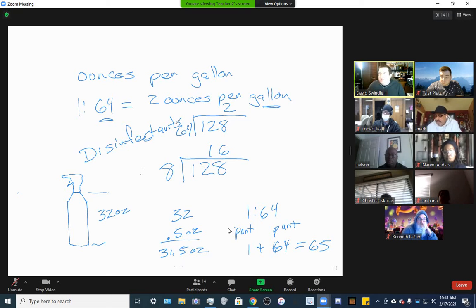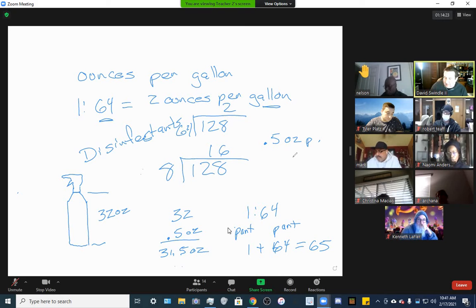Okay? Because disinfectants are super heavily concentrated. They usually have a dilution rate of something around 0.5 ounces per gallon. That's the low end, and the high end is 2 ounces. So if they tell you that, you want to make sure you're mixing it right. And you need to know, I'm not mixing a gallon of disinfectant. I'm mixing up a spray bottle.